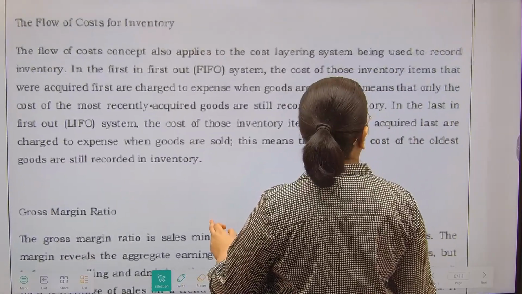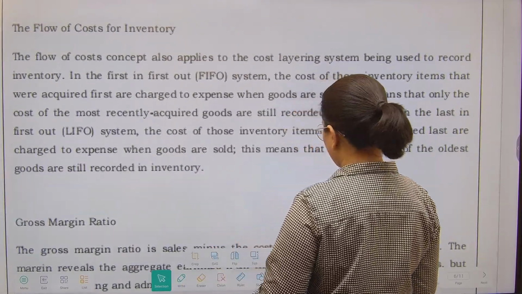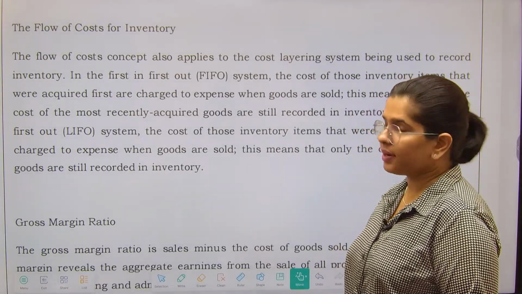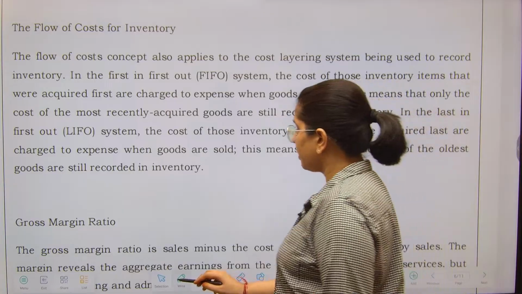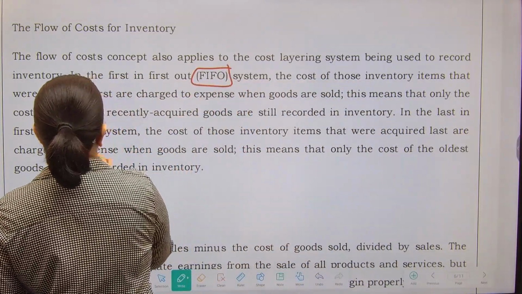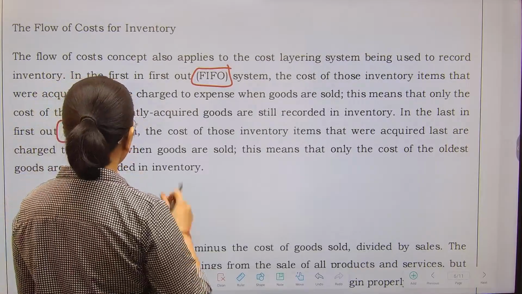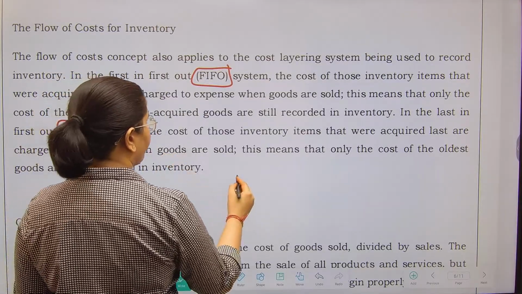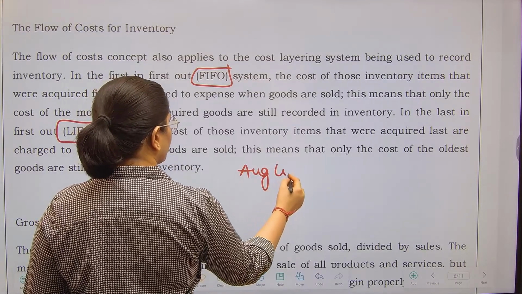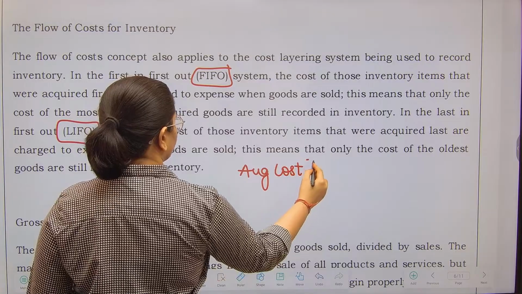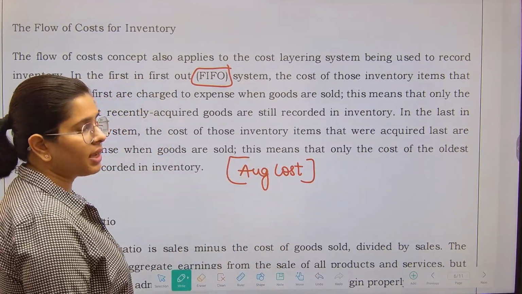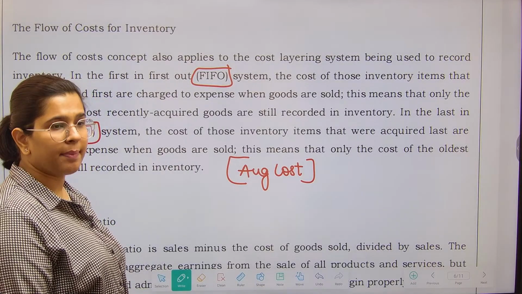Now, in very few words, I have tried to include the concepts of inventory as well. So these are the inventory valuation methods: first in, first out, last in, first out, and then we have an average cost method as well. ठीक है. Last, you have an average cost method as well.